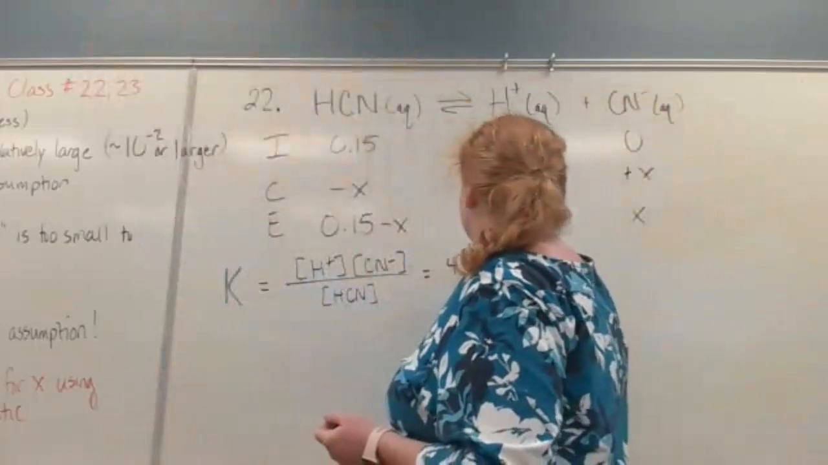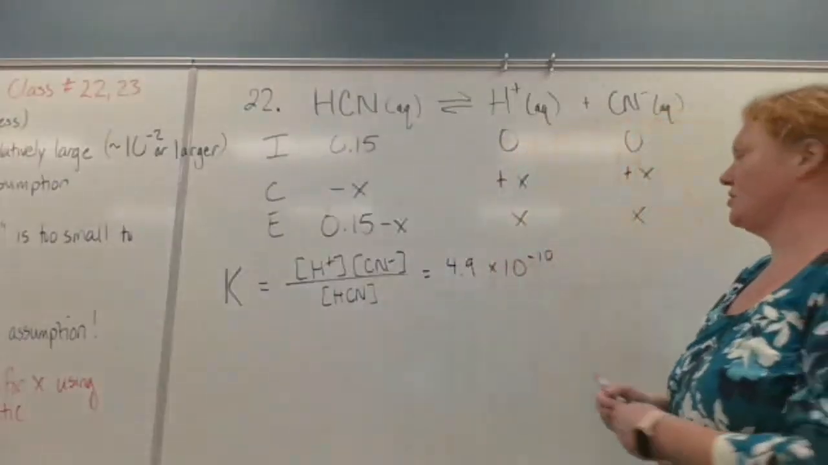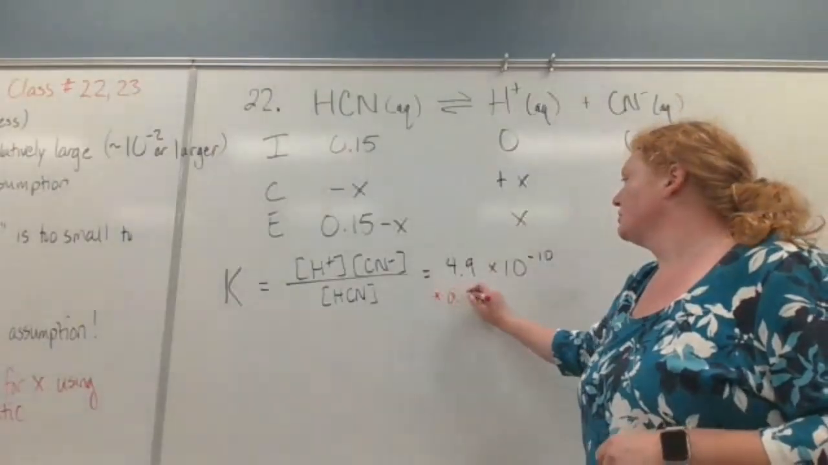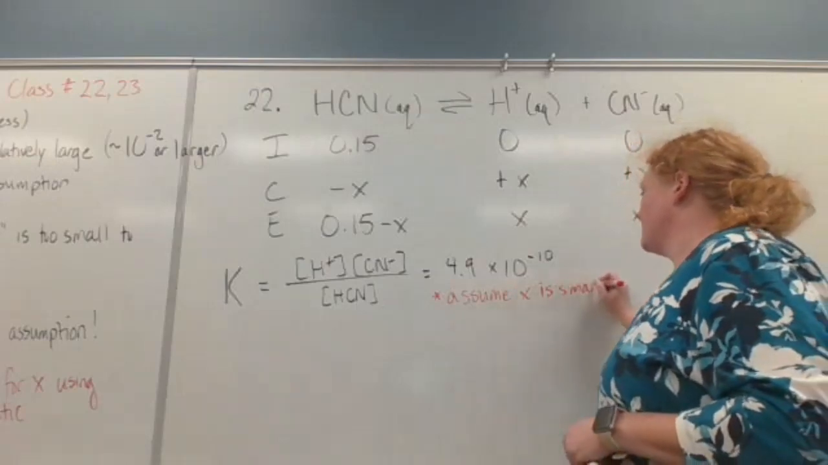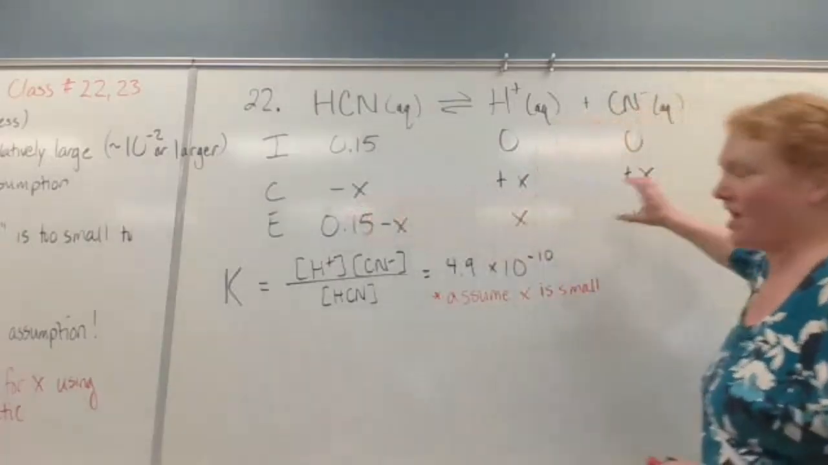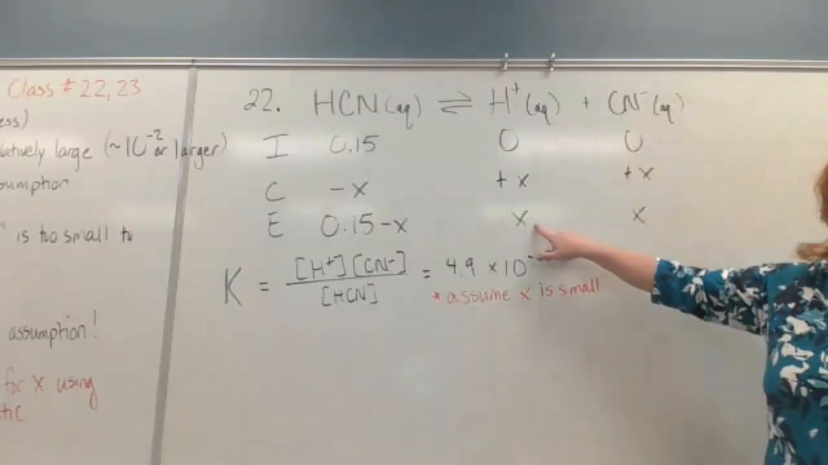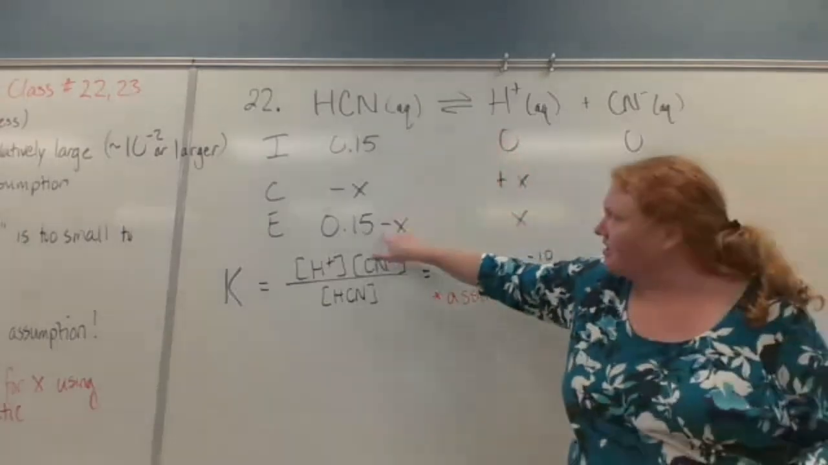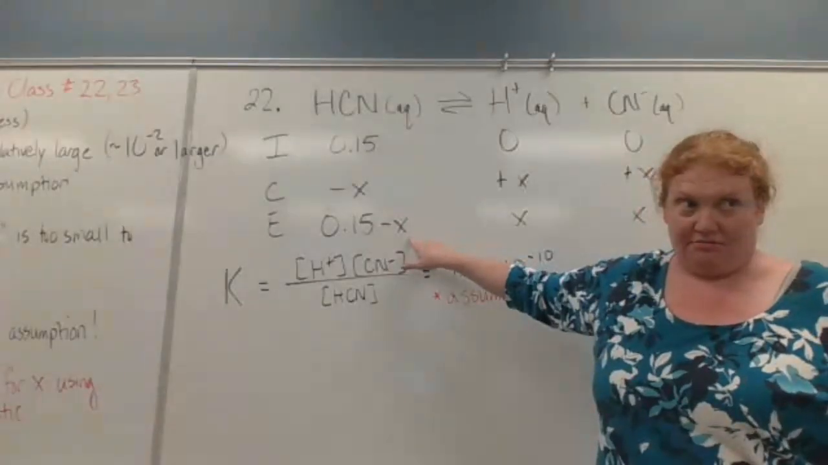4.9. Because this is so small, we're going to assume X is very small. What does that mean? Where can I ignore X when I'm making this assumption? I can ignore that there's just an X here. I can ignore this subtraction of x.